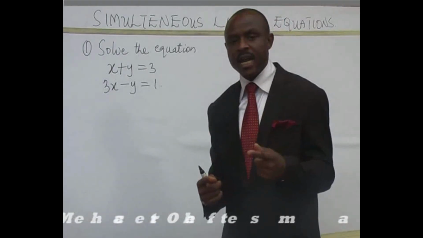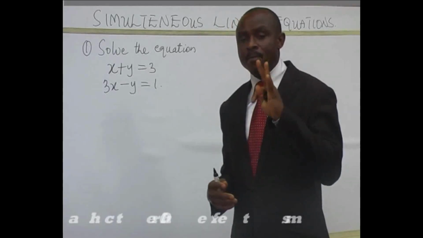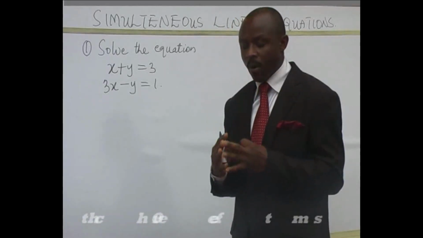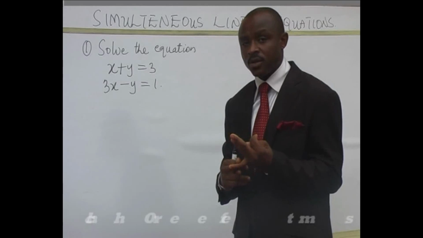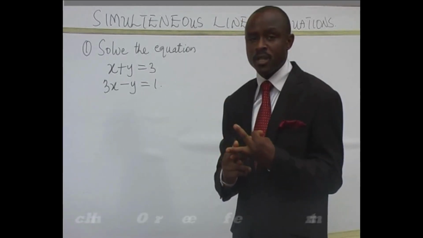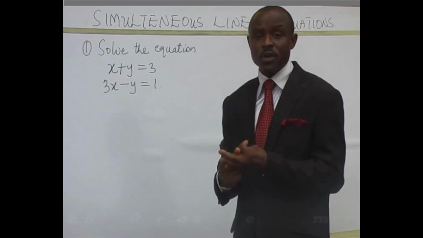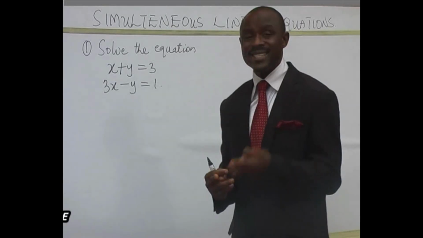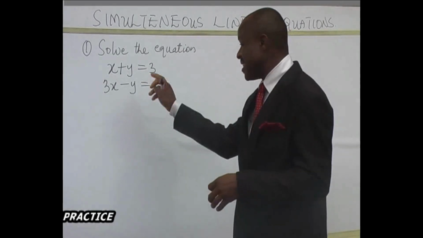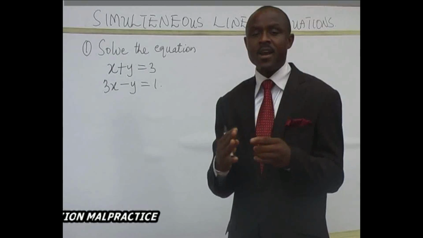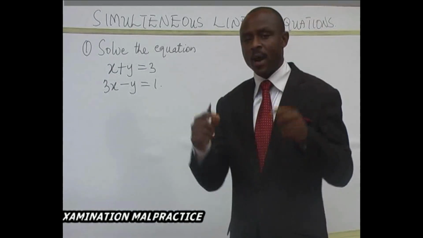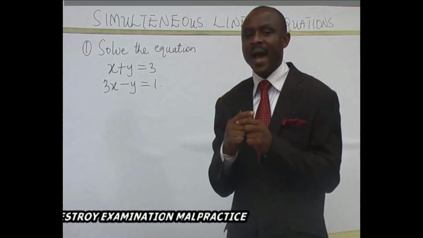Now, initially I told you that there are three approaches to simultaneous equations. Number one is the elimination method. Number two is the substitution method. Number three is the graphical method. We are going to use these three methods to solve this particular question. At the end of each, we discover that we get the same answer.